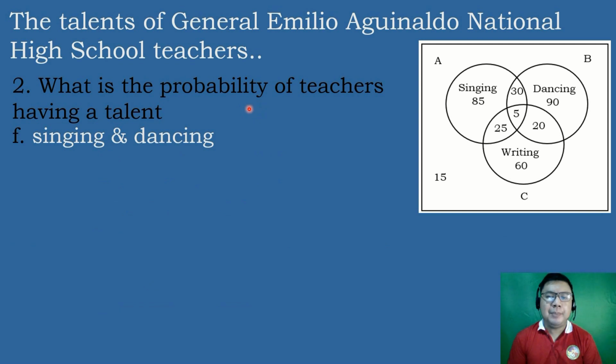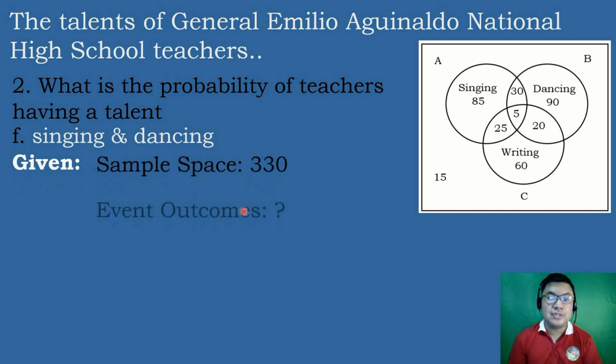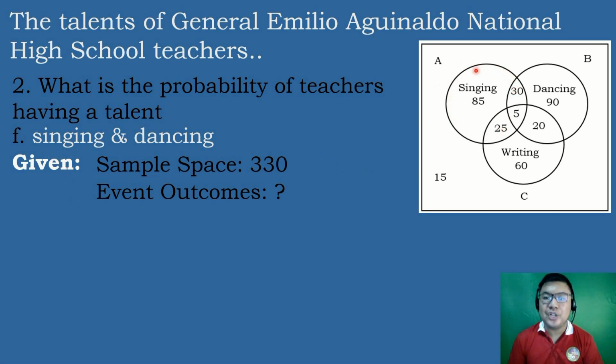How about the probability of teachers having a talent in singing and dancing? We have the word "and" again, so obviously this illustrates probability of intersection of events. We will be identifying the given. The sample space again is equal to 330, the number of teachers, and the event outcomes. To get the event outcomes, we will be looking at the event singing, wherein it indicates circle A, and dancing, circle B.